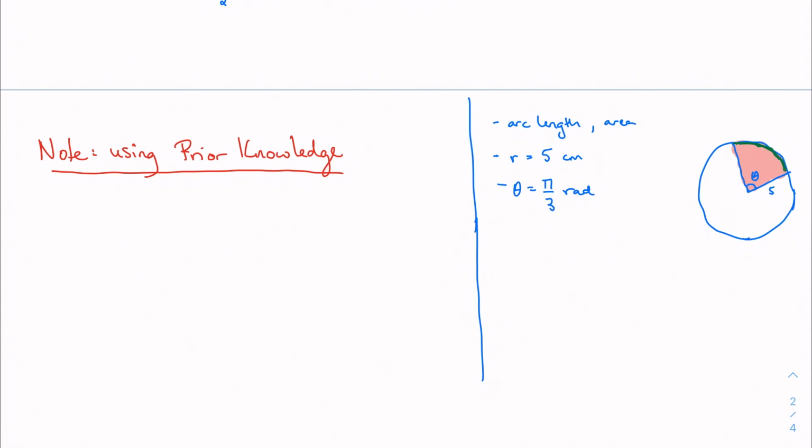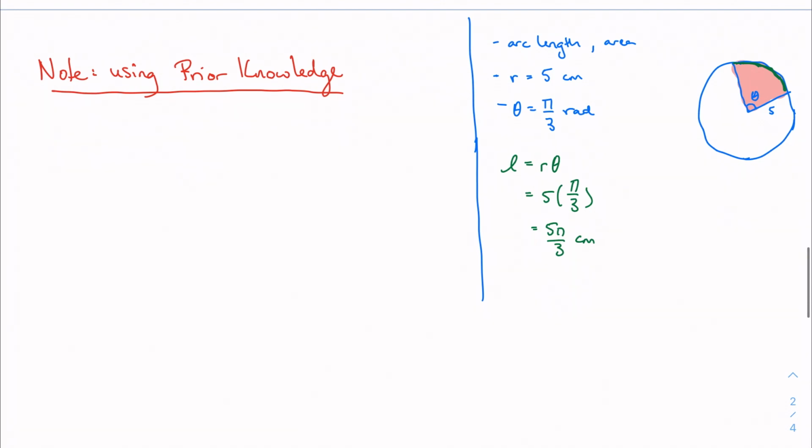So let's do it. Length is just radius times the angle. So this is going to be 5 times pi over 3, which we can just leave as 5 pi over 3 for now. And of course my area, we can calculate by doing 1/2 r squared theta. 1/2 r squared is 25, theta is pi over 3. Just for the sake of time, let's call this 25 pi over 6 centimeters squared. So it's just that simple, using the formula.